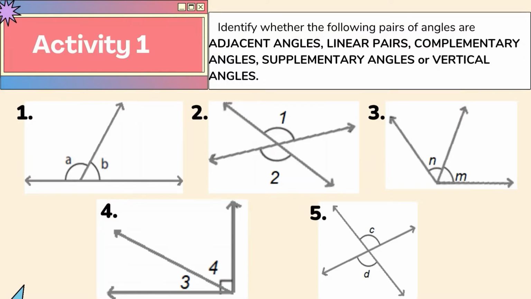So now, let us check your understanding by answering some activities. Let's start with activity number 1 for 60 seconds. Identify whether the following pairs of angles are adjacent angles, linear pairs, complementary angles, supplementary angles, or vertical angles.